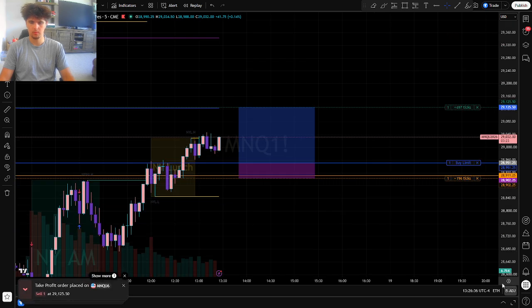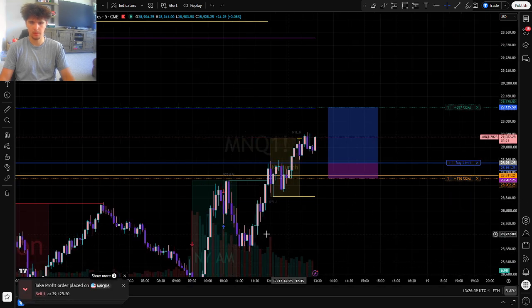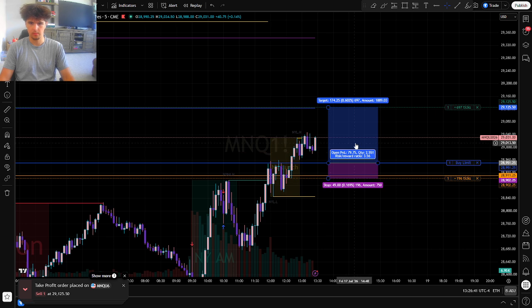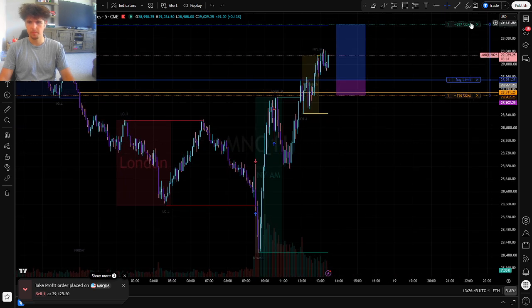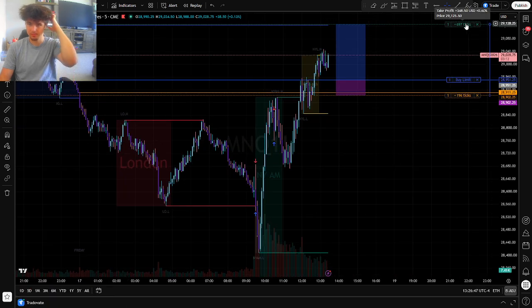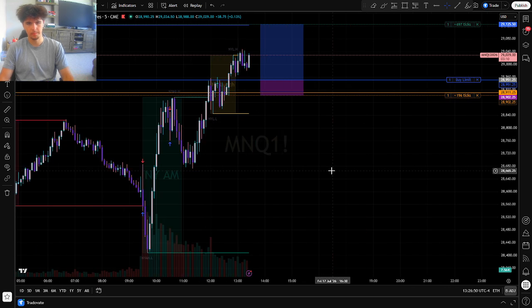Very small risk because I don't want to risk a lot today. But yeah, it's a 3.56 RR. Awesome. With one micro, $348, $350. Pretty good if that does play out.